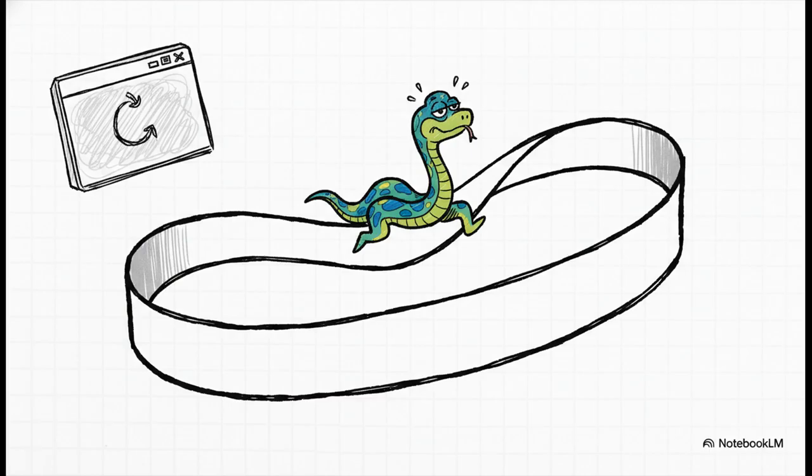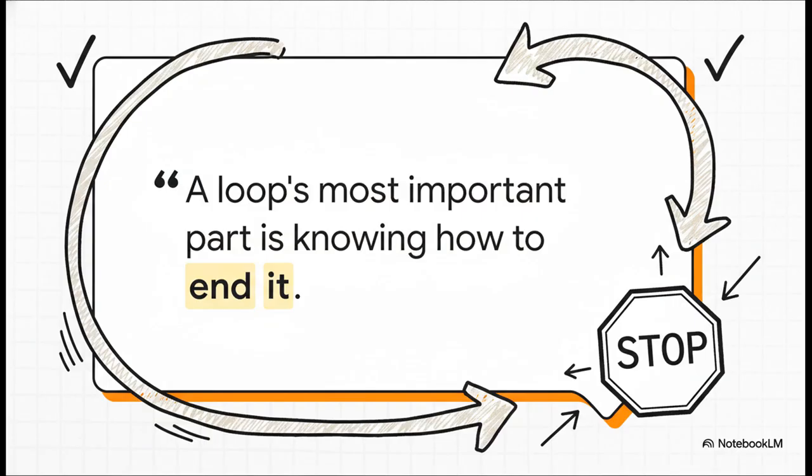Not good. And that really brings us to the golden rule of while loops. The single most important part of any loop is its exit strategy. You have to know how it's going to end. Before you write a single line of code inside the loop, you should be able to answer the question, what is going to happen that will eventually make this condition false? If you can answer that, you're golden.